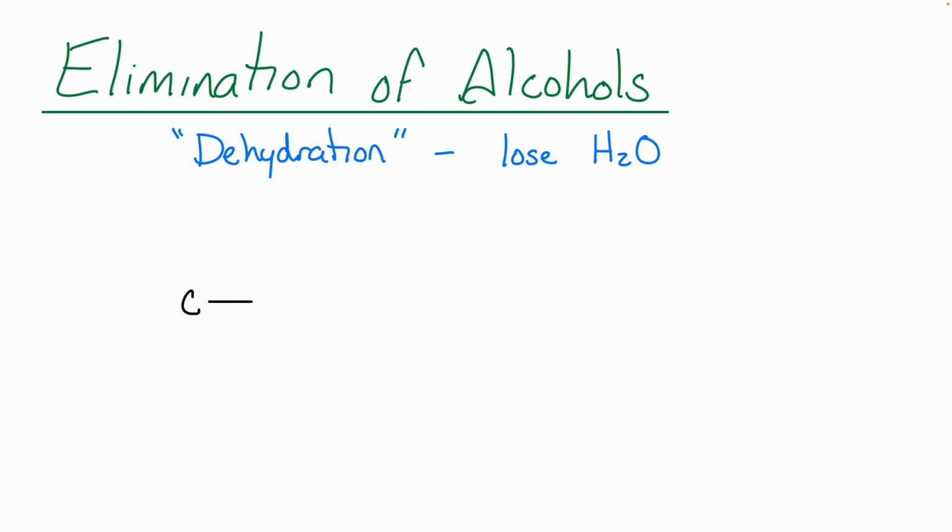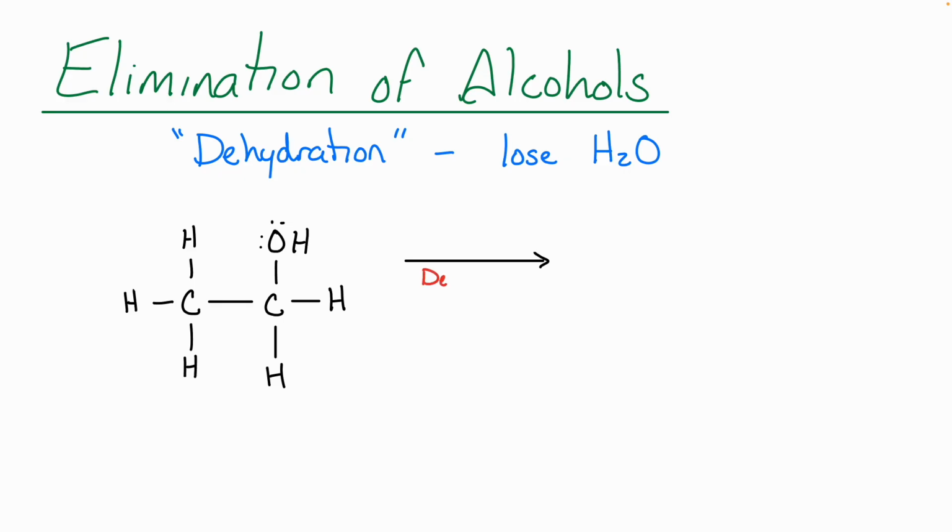All right, so let's just take a look at a very simple example here. We're going to take a look at the Lewis structure of ethanol. Again, if we do a dehydration reaction, we're going to lose a hydrogen and an OH, an equivalent of a water molecule, and we're going to form a carbon-carbon double bond.